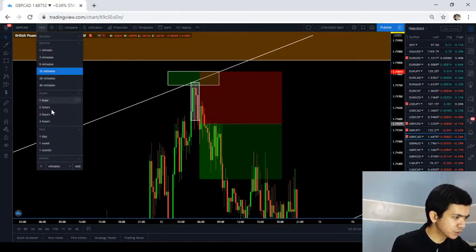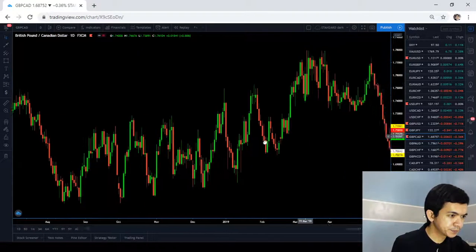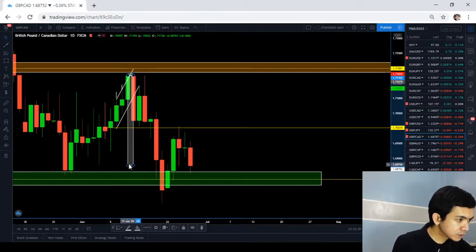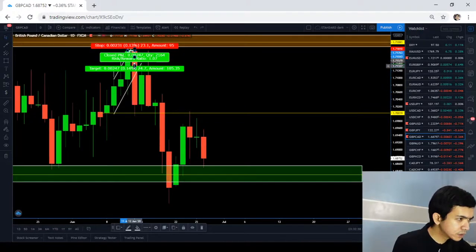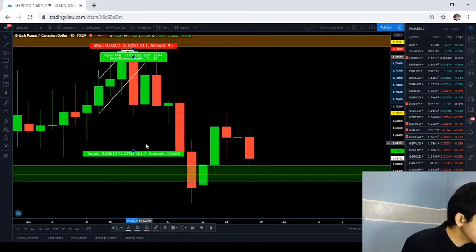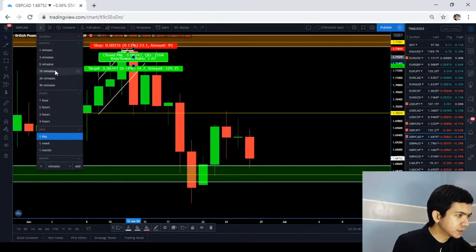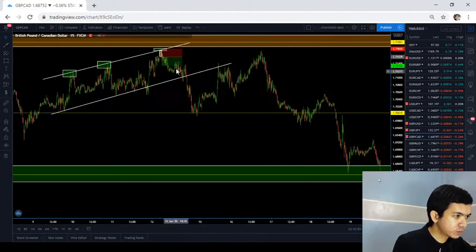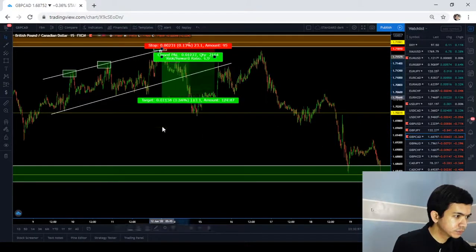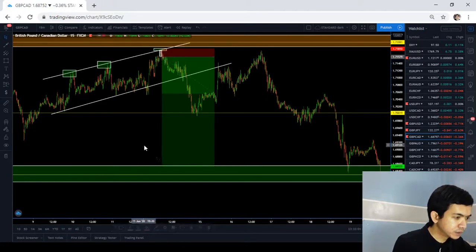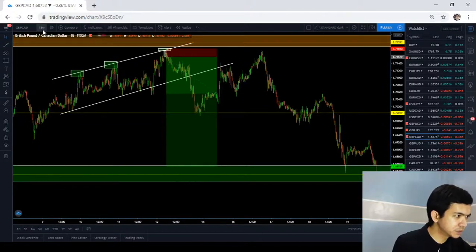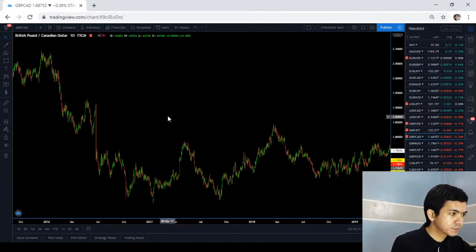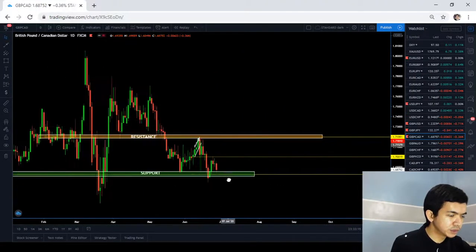Then the TP, of course, we go back to a higher time frame, on the daily. You can see this support level is on my higher time frame. This support level is the TP.